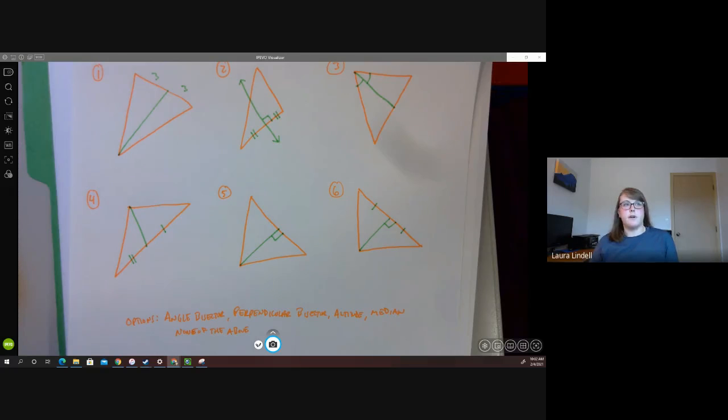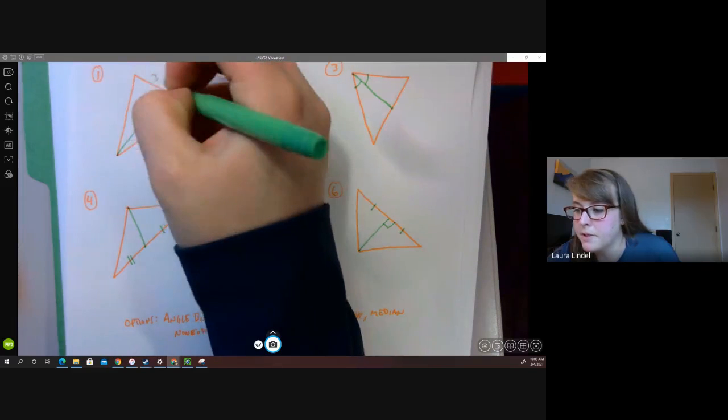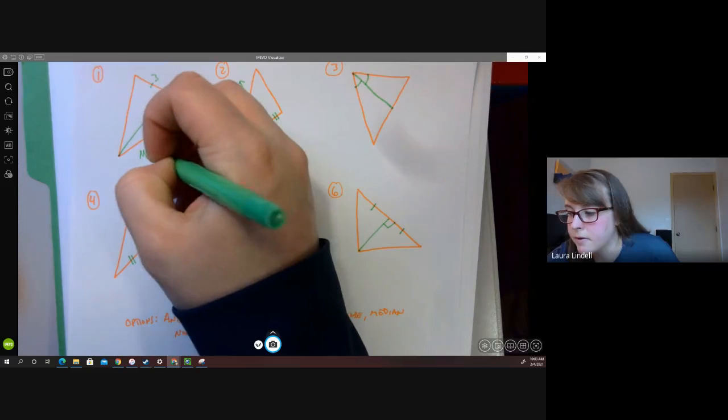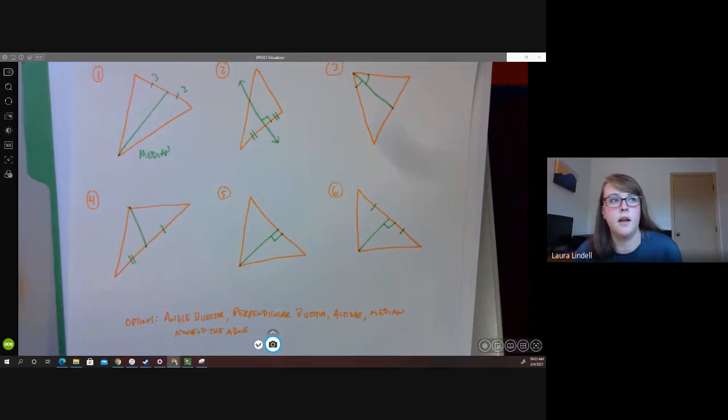So looking at the first one, what do we think? What is that segment? Any ideas? All right, Marissa thinks median, Caleb thinks median. Anyone else think median? I would agree. Yeah, it's a median because it's going to the middle of the opposite side. These two things are the same. So this would be a median. Awesome, one down.